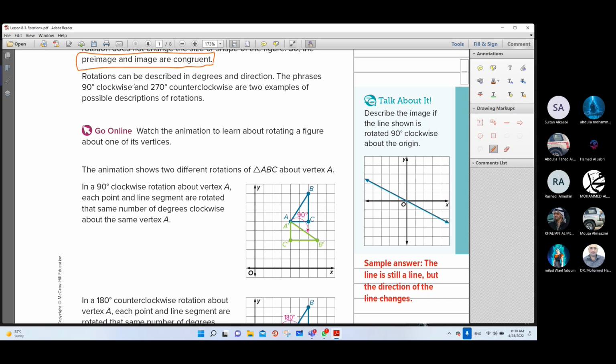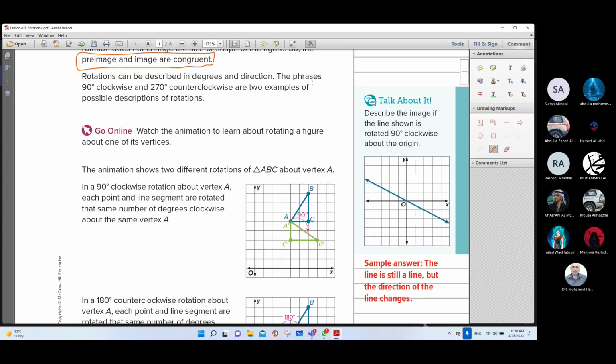Rotations have an angle and direction. The first is 90 degrees, to the right, clockwise, and 270 degrees. Counterclockwise means from right to the left. Counterclockwise is the opposite of clockwise. From right to the left. These are two examples of the possible description of rotation.